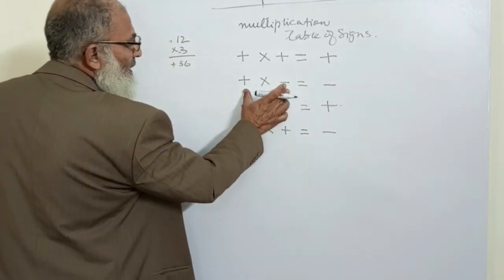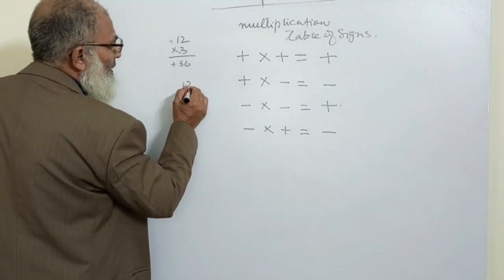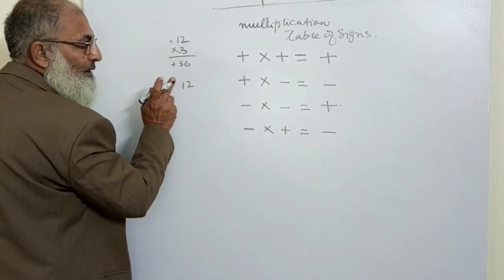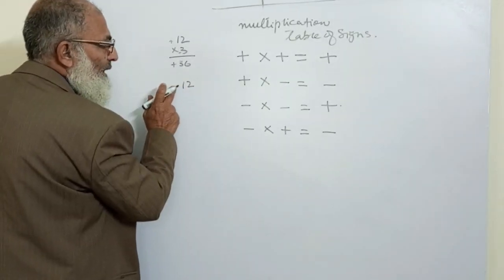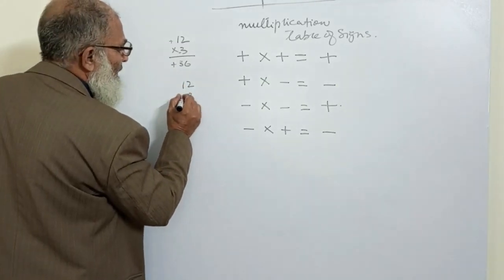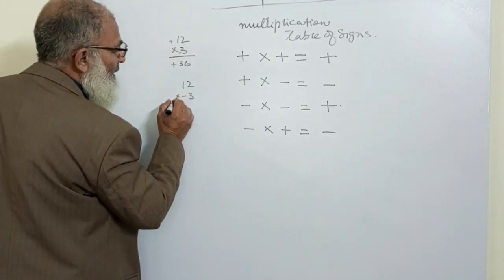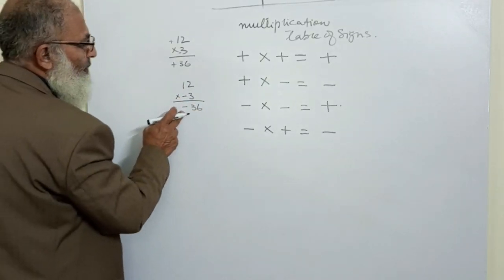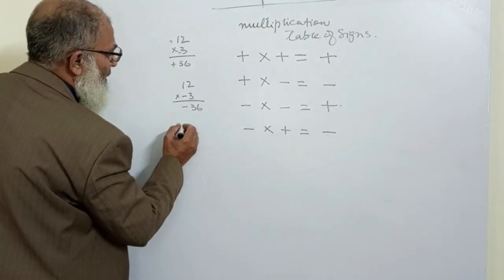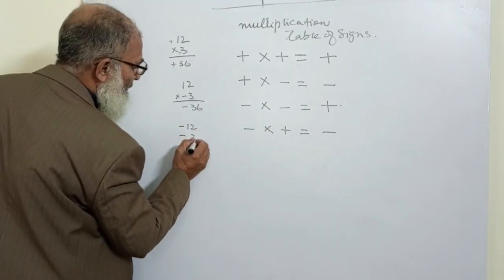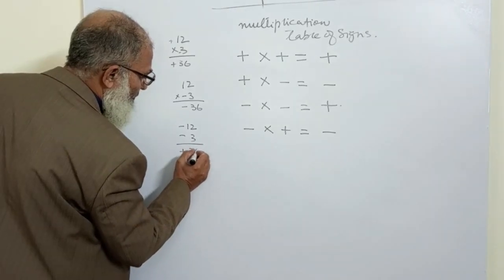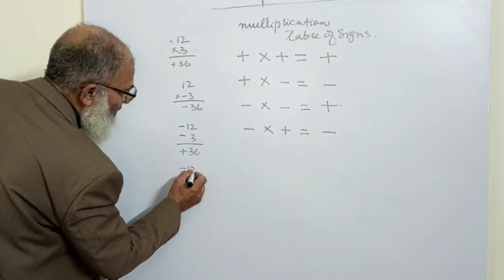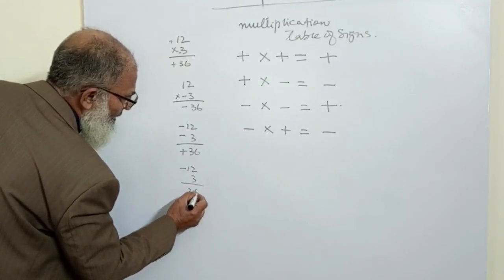And if one of these is negative and this is positive, I don't have to write it, because I have told you that it is understood that this is positive unless and until it is specified over here. So if I multiply these numbers, the answer will be minus 36. So you see, again, if both numbers are negative, then the outcome is positive. And again, for this, it is negative again.